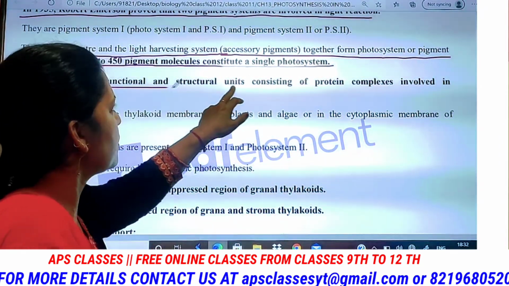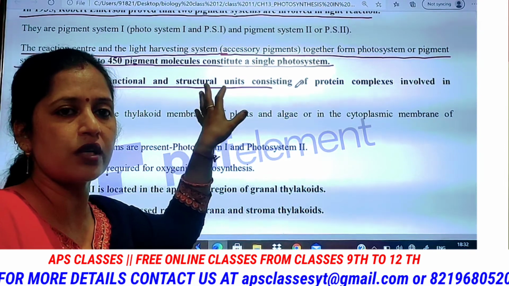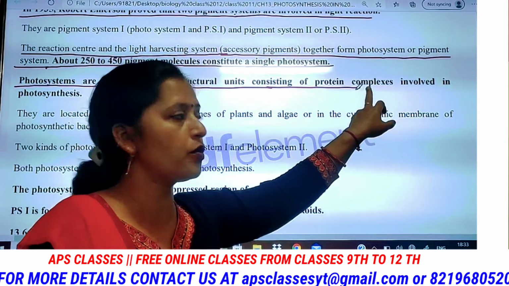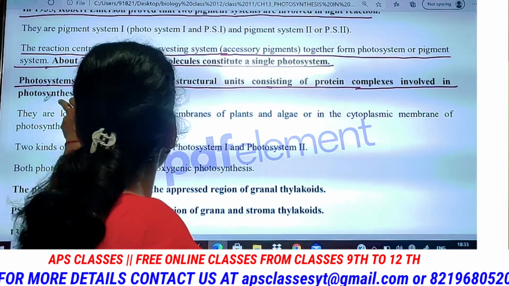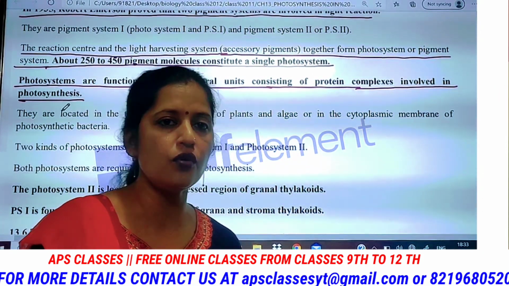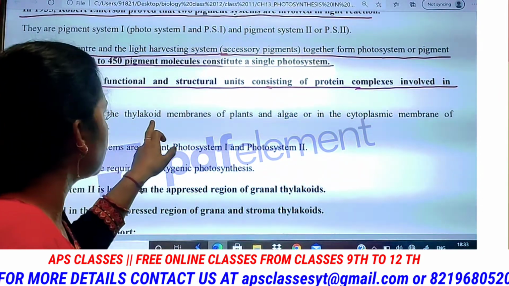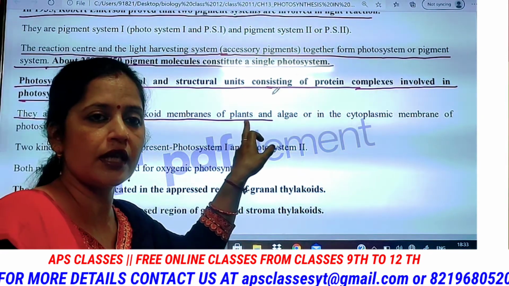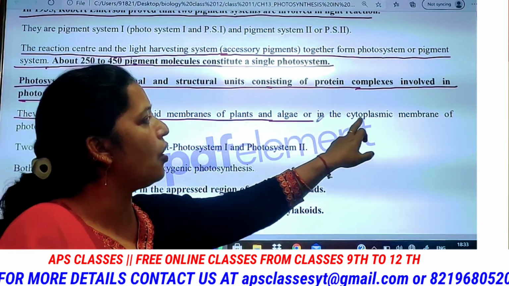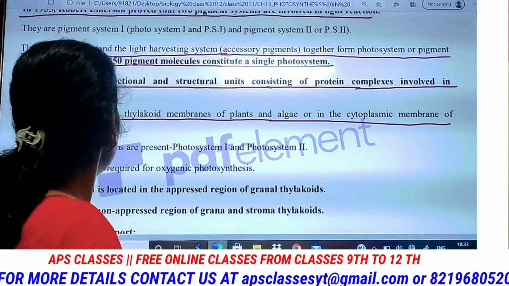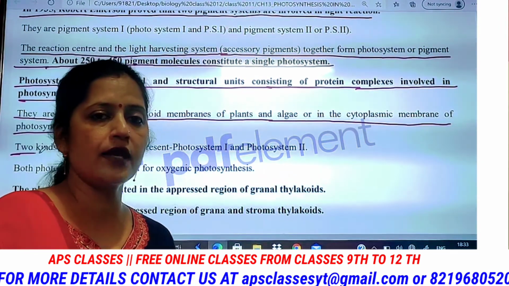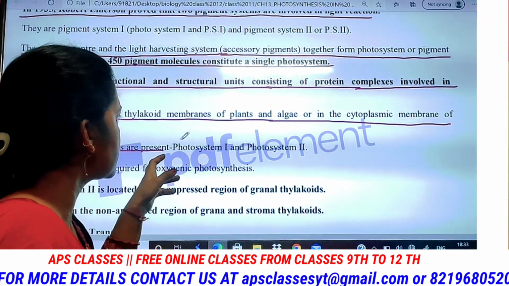Photosystems are functional and structural units. अभी जो photosystems हैं, these are the structural and functional units consisting of protein complexes involved in photosynthesis. They are directly involved in the process of photosynthesis. They are located in the thylakoid membranes of the plants. ये कहाँ locate करते हैं? They directly locate in the thylakoid membranes of the plants and algae or in the cytoplasmic membrane of the photosynthetic bacteria. Two kinds of photosystems are present. अब दो काइंड के फोटो सिस्टम्स कौन कौन से हैं?